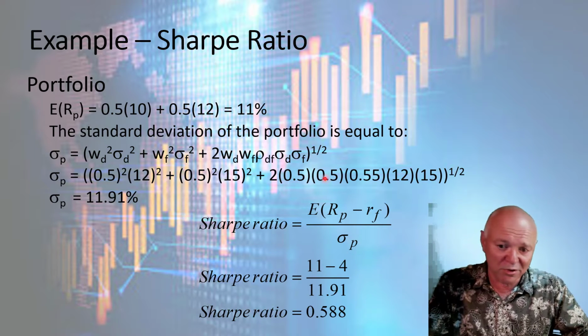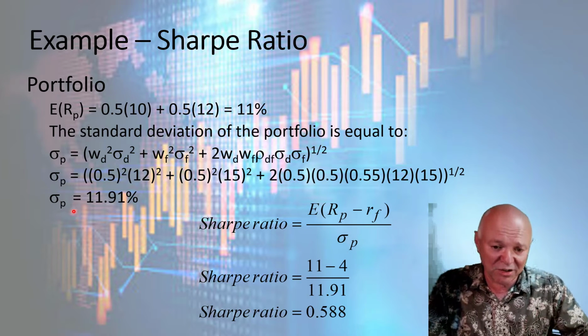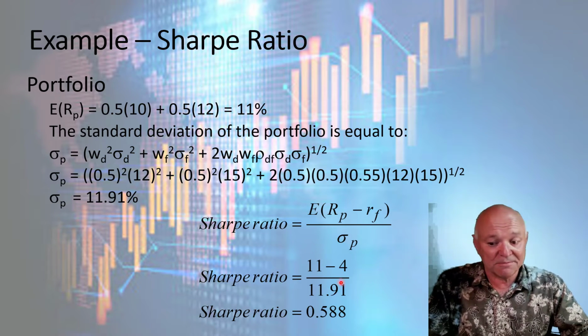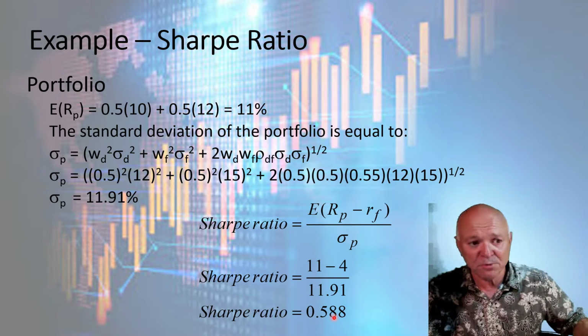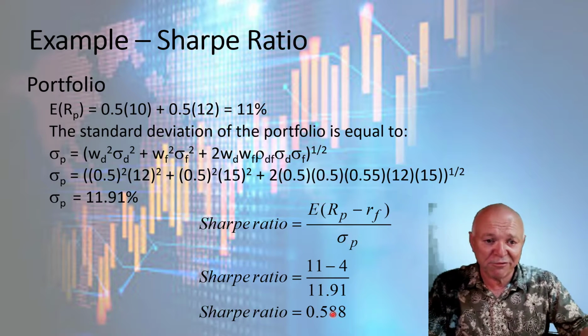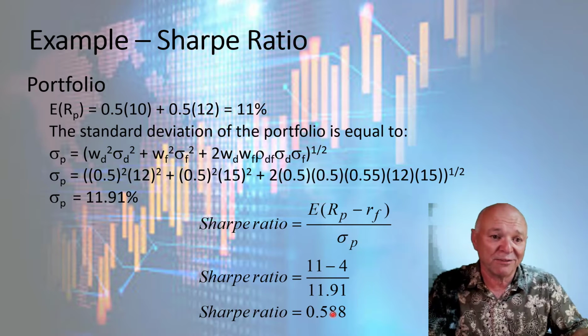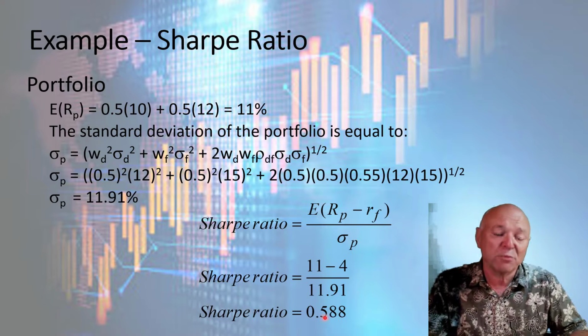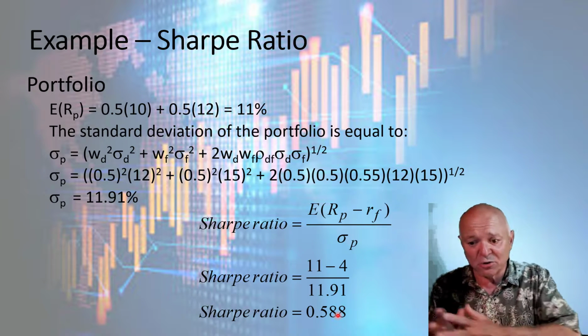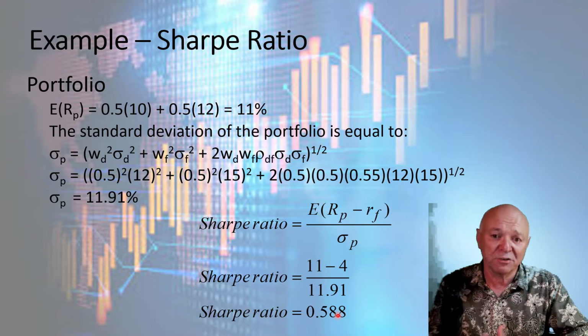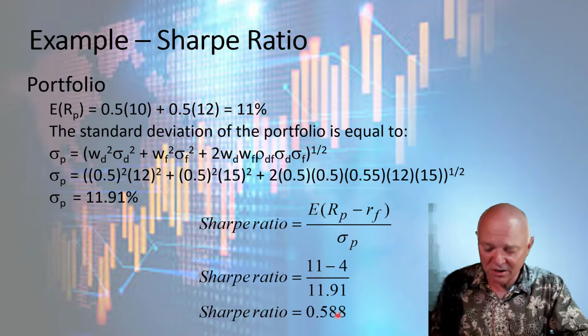Take the square root of all of that, and that gives us the standard deviation of 11.91%. Since that's lower than either of our opportunities before, it gives us a better Sharpe ratio. In fact, our options were a Sharpe ratio of 0.5 for the domestic, 0.533 for a foreign, and a Sharpe ratio of 0.588 for an international portfolio. The highest Sharpe ratio is the best, and so we'd say this one is going to be better than either of the domestic or the wholly foreign alternatives.